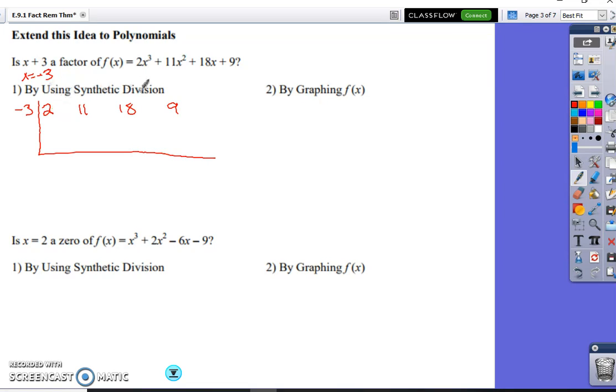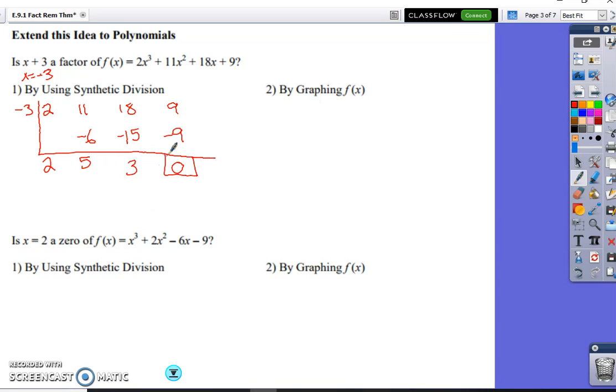So we follow our synthetic division, a reminder from yesterday: bring down the 2, so that's a 2 here. 2 times negative 3 is negative 6. 11 minus 6 is 5. 5 times negative 3 is negative 15. 18 minus 15, or plus negative 15, is 3. 3 times negative 3 is negative 9. And 9 plus negative 9 is 0. And so that's all of our information there.